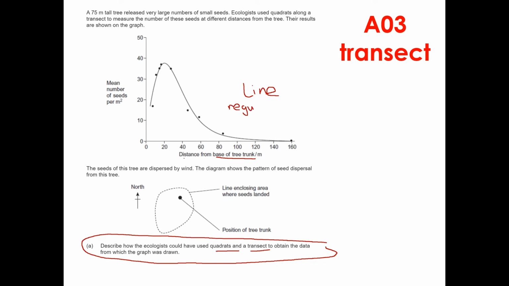So the only difference then is what is going to be counted within the quadrat. So if you look at the data, it was the number of seeds. So it'd be the number of seeds that was counted.